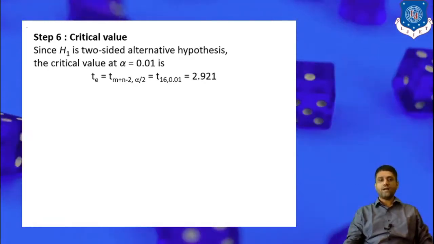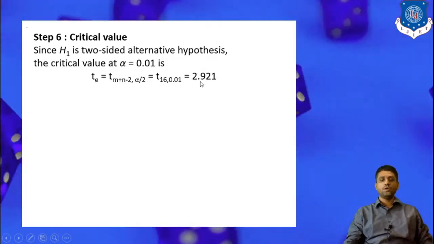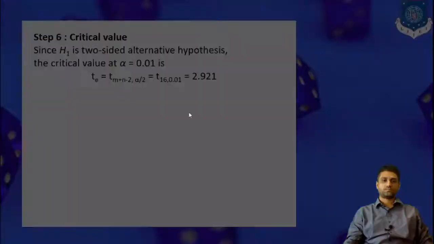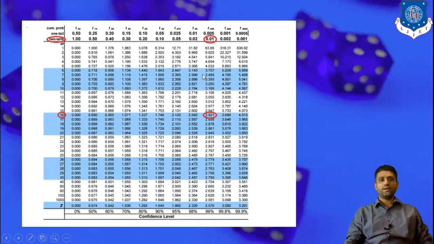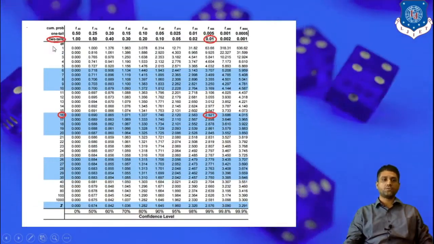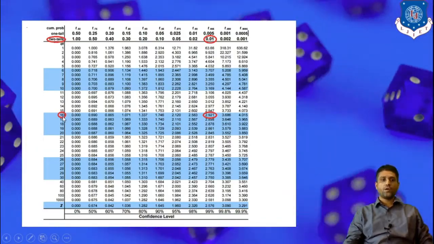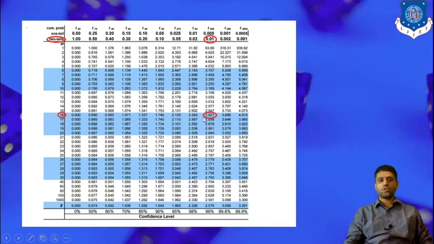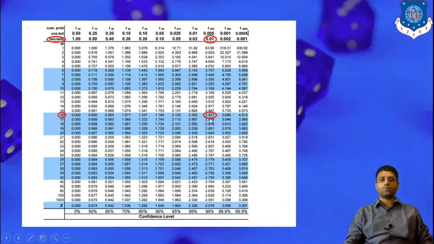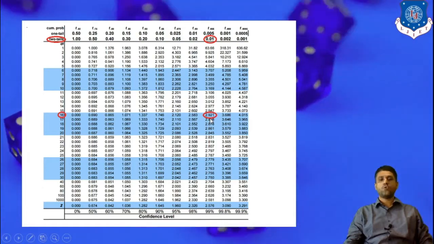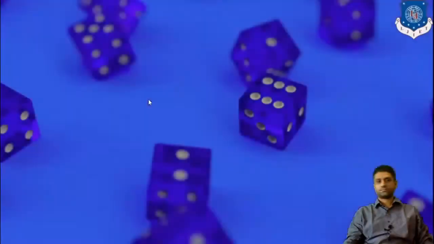In the next slide, I will show you how we can collect this t value from the t distribution table. See here, this is the t distribution table for a two-sided tail. Now for the 1% level of significance and 16 degrees of freedom, the corresponding value is 2.921. So we take this value, known as the tabulated t value.